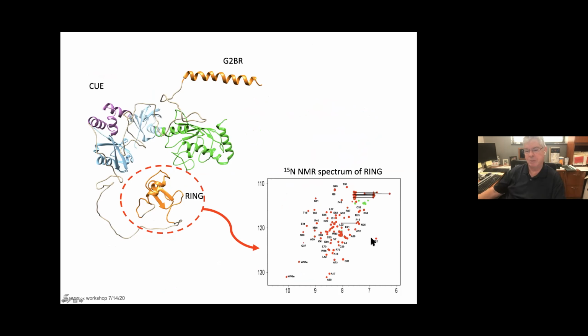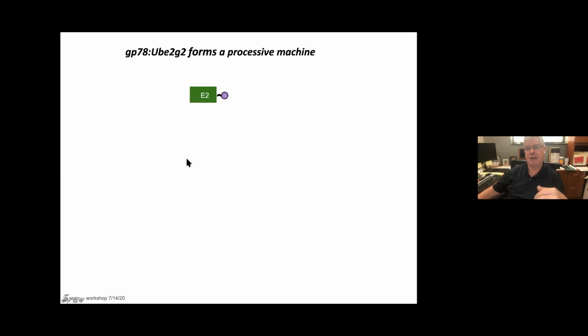It gives beautiful spectra, gives nice solution structures. We've done this. We've looked at the E2 in green. There's a domain out here in magenta called Q. There's a domain called G2BR. We've looked at all of these piecewise and then put them back together in some states. But the real goal is to look at all of this together.